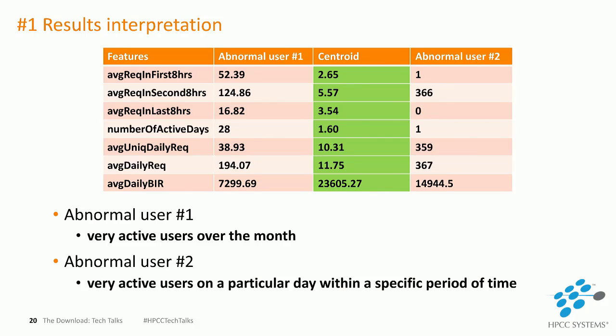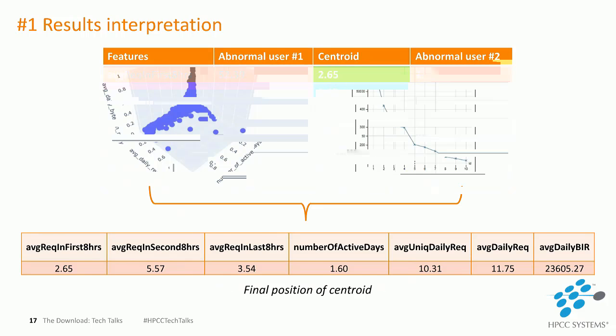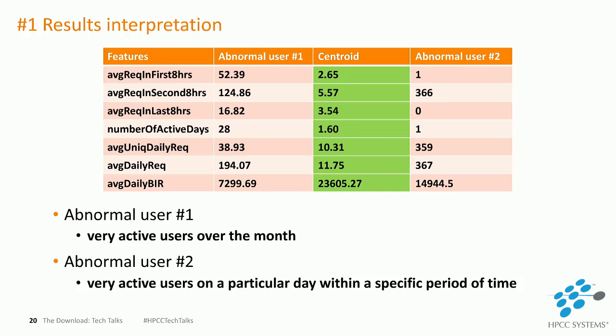Now we have our second potential abnormal user on the right, which shows a pretty normal number of active days, in this case 1. But he has a really high number of submitted requests in the second 8 hours of the day, and who knows why. So this is labeled as a very active user on a particular day within a specific period of time. So this was our result for user anomaly detection.